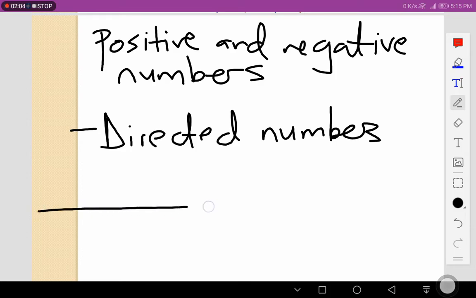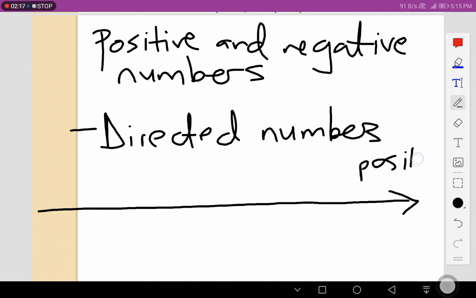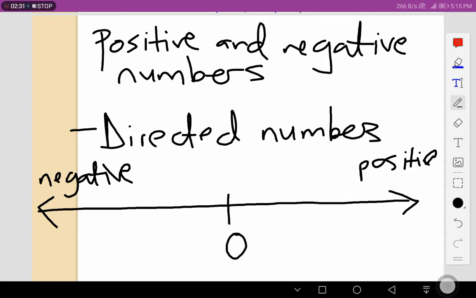So I'm going to draw a number line. Because we have negative and positive numbers, the positive ones go on the right side. So we have positive going this side. Then the negative numbers go on the left side, so here I've got negative. I'll have my center here as 0.